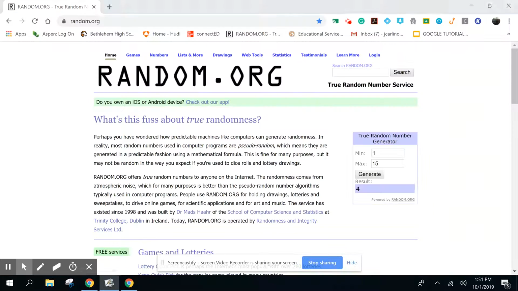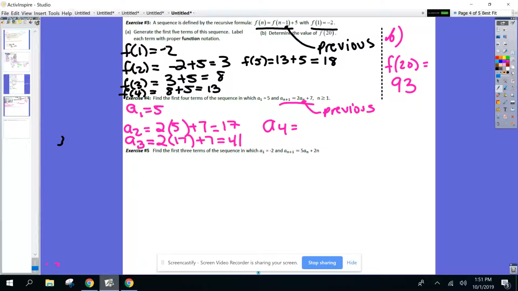Help me figure out the fourth term. 8. How'd you get there? Slow it down, superstar. 2 times. Yep. And that'll give me. So 5, 17, 41, 89, those terms. Anything you want to ask? It's basically taking the previous term and doing something with it.